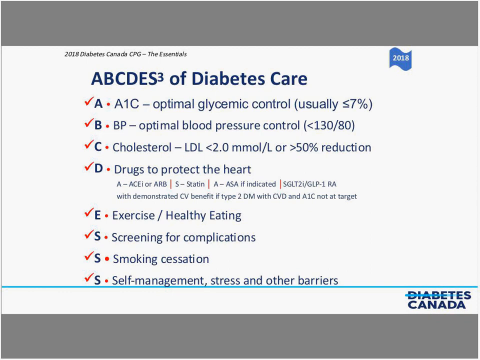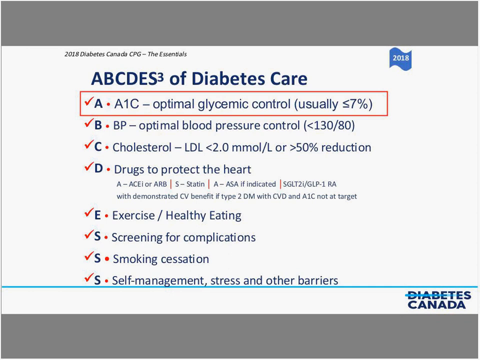So the rest of the discussion is sort of the alphabet up to diabetes. Dealt with the 5 R's. Now we're going to do the A, B, C, D, E's of disease care. A1C, blood pressure, cholesterol, drugs to protect the heart, exercise and eating, screening, smoking, health management.